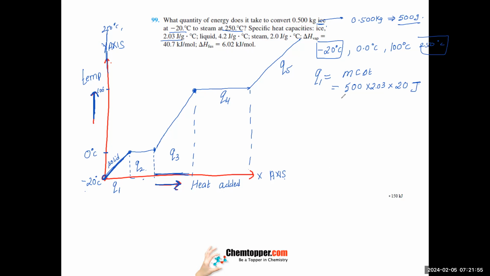Okay, calculate. Get the answer. And then let's work on Q2 also. Q2, there is no rise in temperature. It's fusion, melting. So what is Q2? Okay, this answer you are giving me in joules. Can I convert this in kilojoules? It will be easier to write. Up to, we'll go for two significant figures. So in kilojoules, it will be 20.